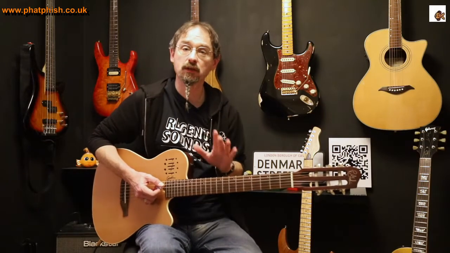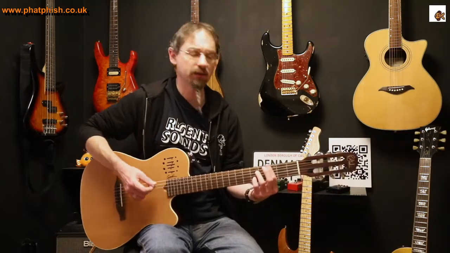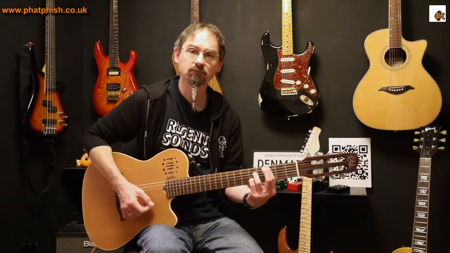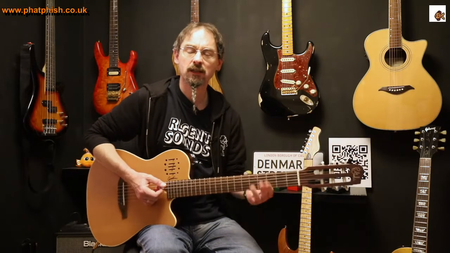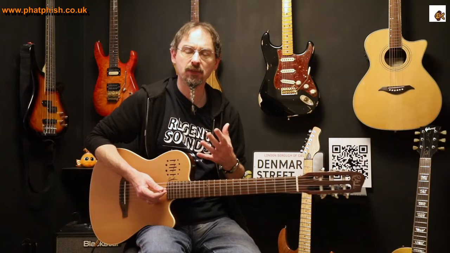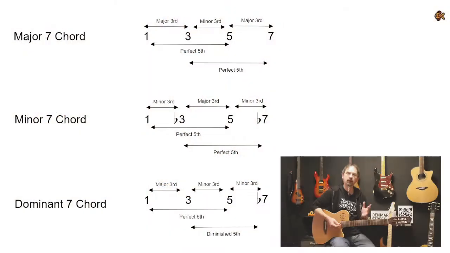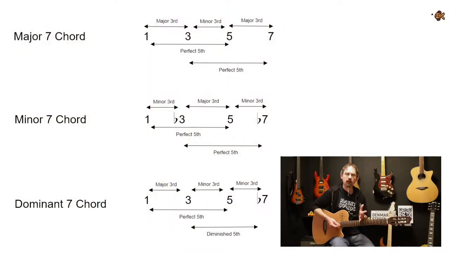So each chord type has got its own distinctive sound, and that's because of the intervals involved. And the dominant 7th chord has a particular sort of characteristic. It's got a slightly unresolved sound to it, like it wants to go on somewhere else. It's not a natural resting place. And if you look at the intervals involved, you can kind of see why.